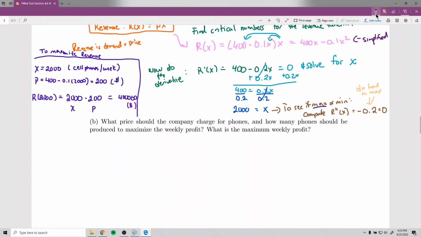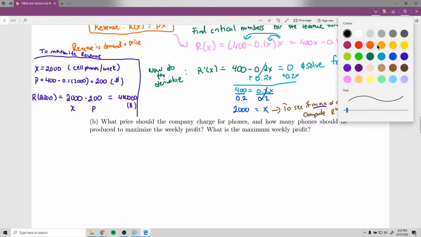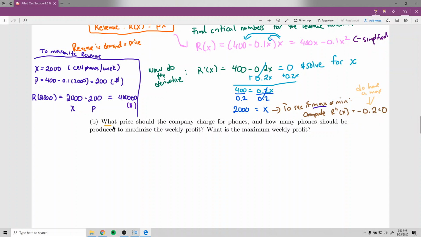Right, part B is a pretty similar problem, except we want to do the same exact thing, but we want to maximize the profit. So it says, what price should the company charge for phones, and how many phones should be produced to maximize the weekly profit? So it's really the same exact problem, but this time we want to maximize the profit. And then, the last question, what is actually the maximum weekly profit?